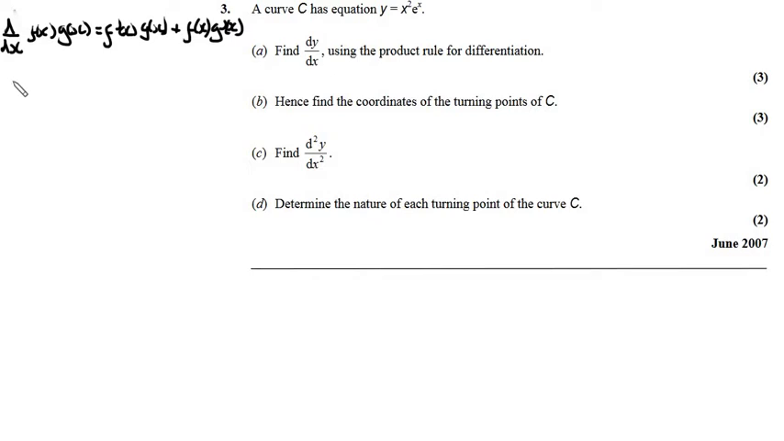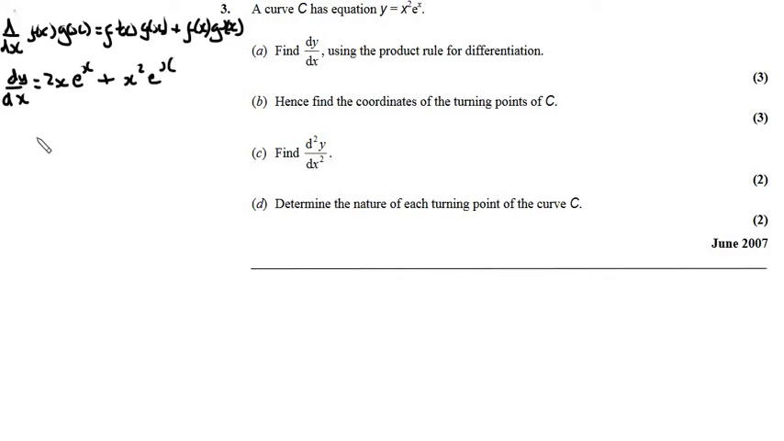So that's going to give us dy by dx is equal to 2x e to the x plus x squared e to the x.